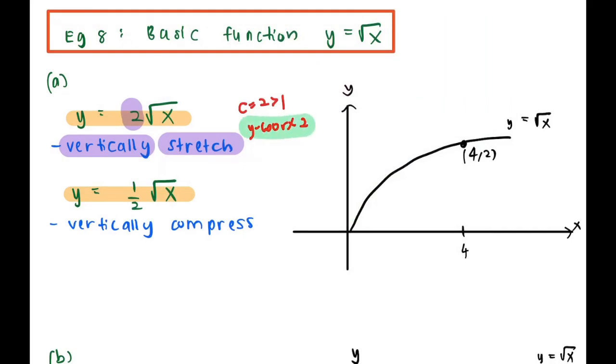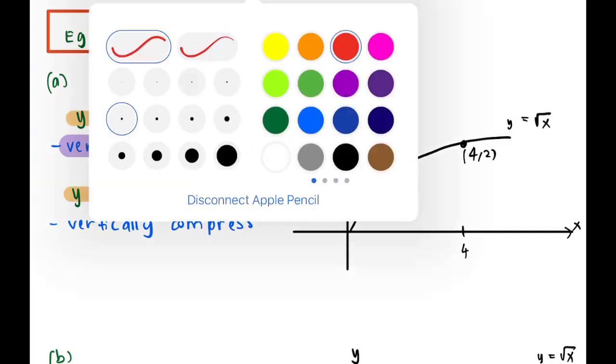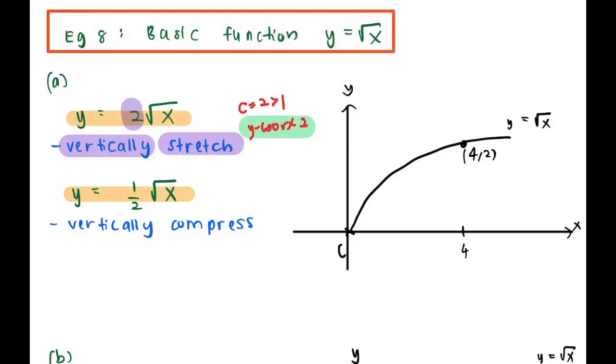So let's do this calculation here from your basic graph, which has the points 0, 0 and 4, 2. Now we want to take the y coordinate and multiply by 2. So 0, 0, when you multiply by 2, is still 0, 0. And then for 2, let's take the y coordinate and multiply it by 2. So this becomes 4, 4. So let's connect the points. So this is your new graph of y equal to 2 square root of x.